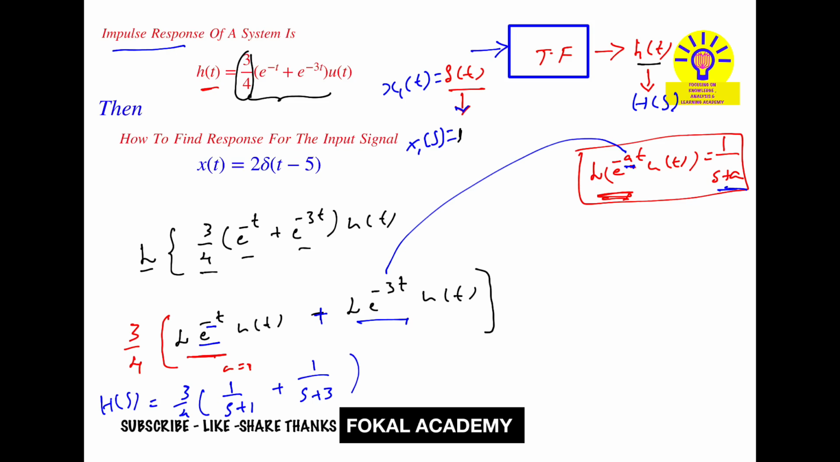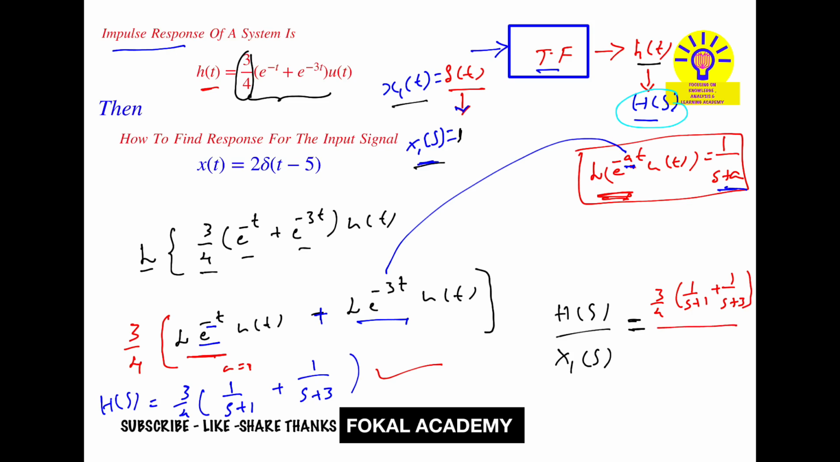Now, what is the transfer function? It is output by input in the frequency domain, that is H of s by X1 of s. H of s we got is 3 by 4 into 1 by s plus 1 plus 1 by s plus 3, and X1 of s we got is 1. This is the transfer function. Now that we have the transfer function, we can easily find the response for this input signal.